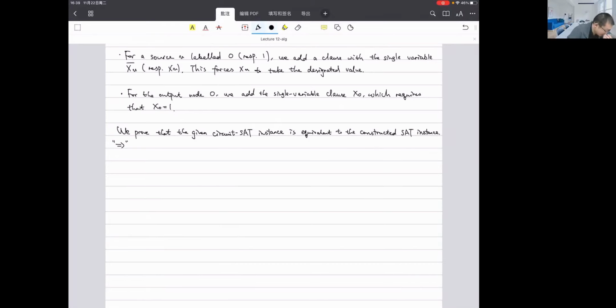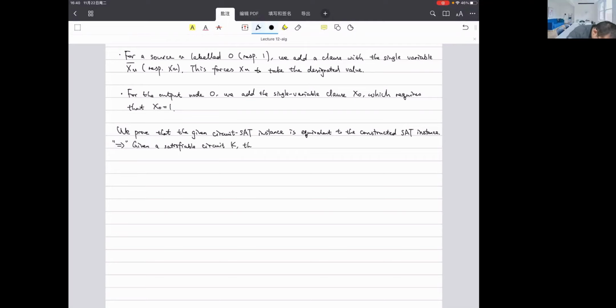So we also need to show the directions from left-hand side to the right-hand side, and also from the right-hand side to the left-hand side. So let's first do left-hand side to right-hand side. Here we are given a certain instance, and we need to show that the value of this satisfiable circuit can be given by the constructed SAT instance. So let's say that we are given the satisfiable circuit.